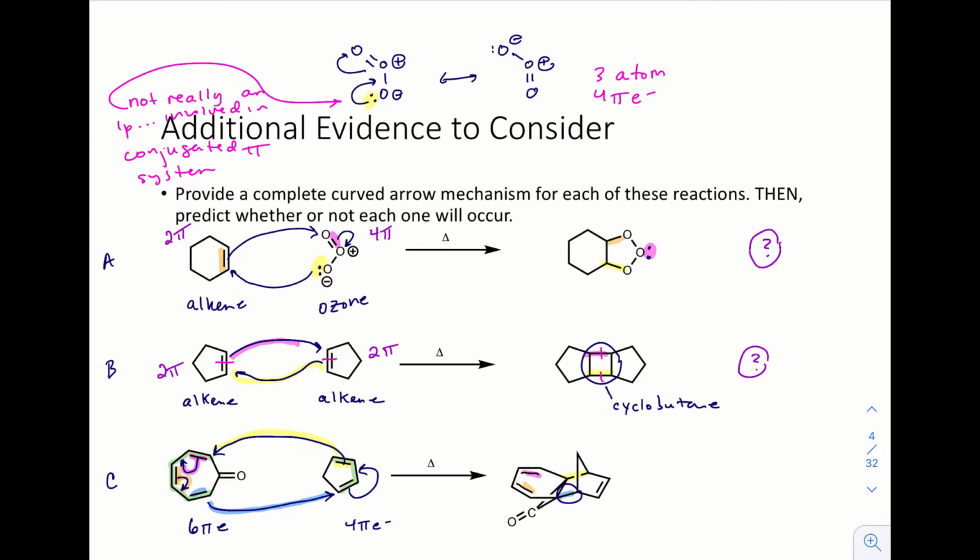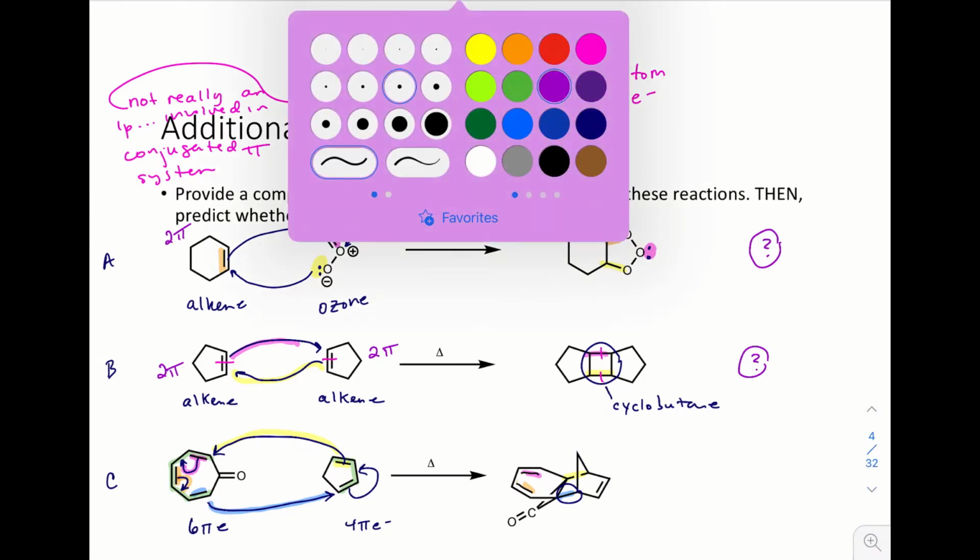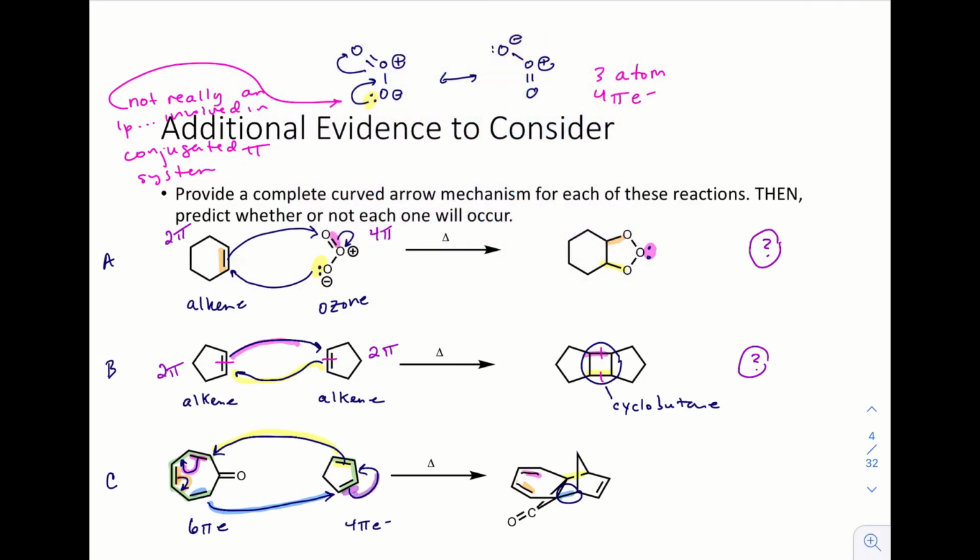Apologies for that. Running out of colors, but here we go. So those pi electrons move over and form that bond. Wow, there's no way this reaction happens, right? I don't know. Let's find out.